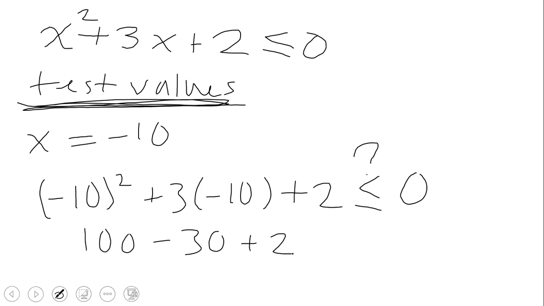Calculator out already. All right, so let's see here. Of course, I know that's going to be positive, so clearly it's false. But let's see, 100 minus 30 plus 2, 72. So this is a question. Basically, the question is, is 72 less than or equal to 0? And the resounding answer to that is false.